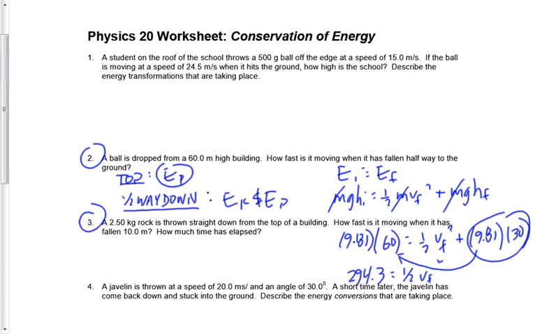Divide that by 1/2, 588.6. Square root that, and we're going to get somewhere in the range of 23, 24-ish. What is it exactly? 24.26. We should round that to 3 digits, so we're going to say 24.3 meters per second.